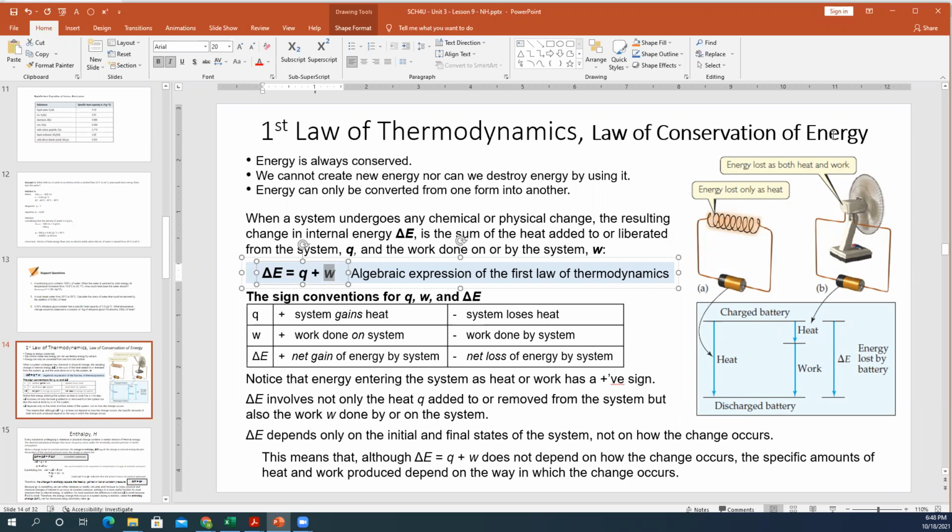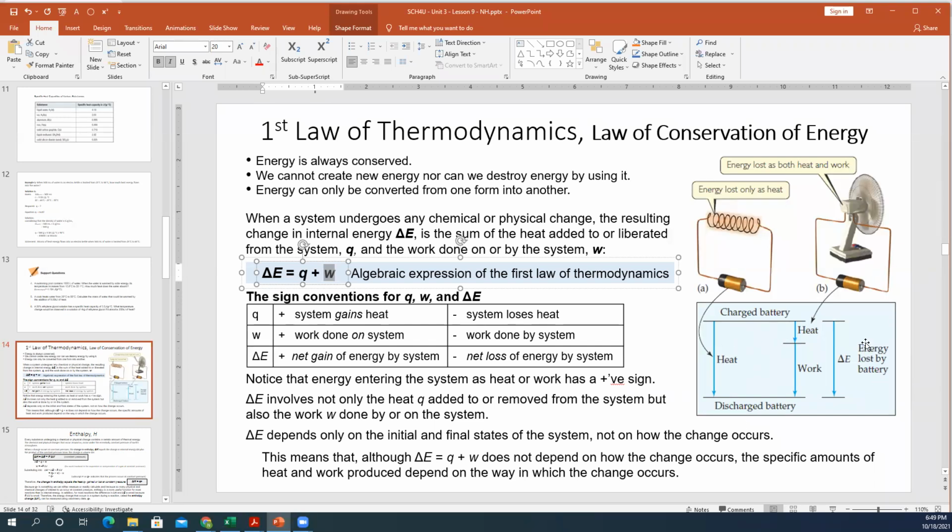So for example, if we look at this diagram over here, if we have a battery and this battery is connected either to a thermal coil that's either giving off heat or giving off light, and the same battery is connected to a fan.